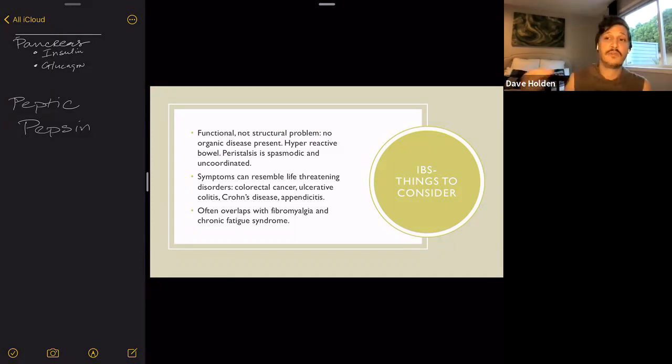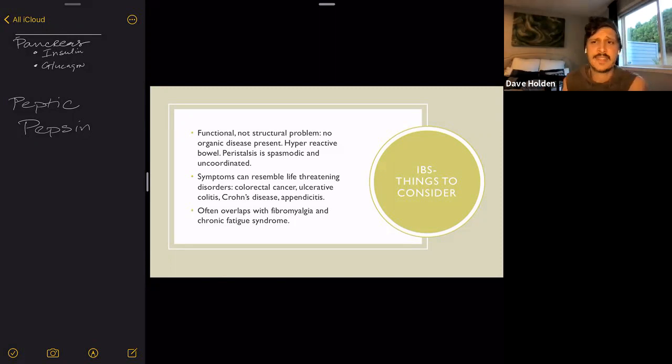Symptoms can resemble more life-threatening disorders. One of the more worrisome is colorectal cancer. But again, we can test for colorectal cancer and we can test for ulcerative colitis. They can just put a camera up there and look and see if you have colitis. Same with Crohn's disease. They can do ultrasounds and CT scans for appendicitis. So we have ways of ruling out all the other more serious things.